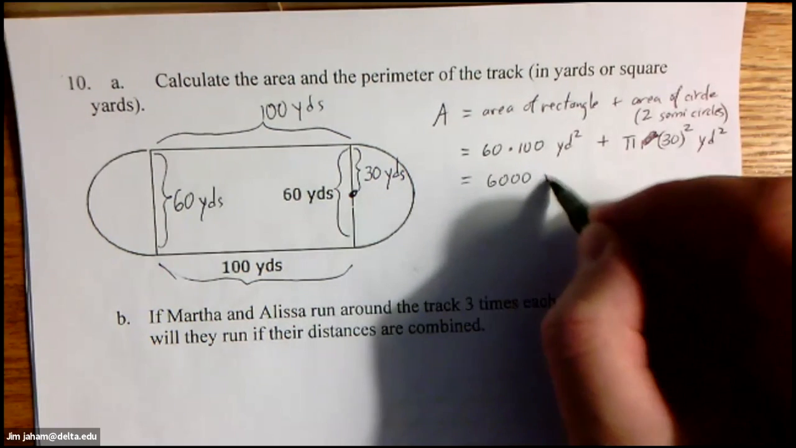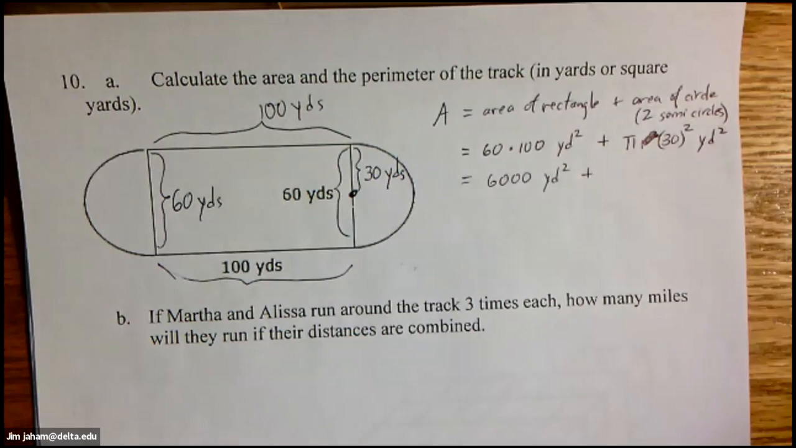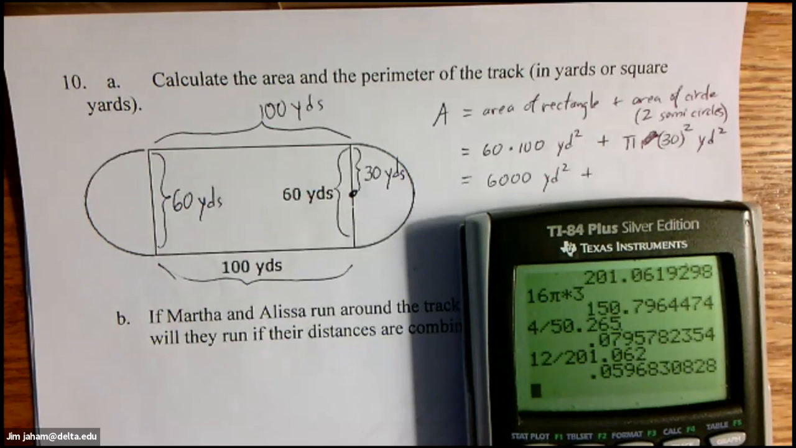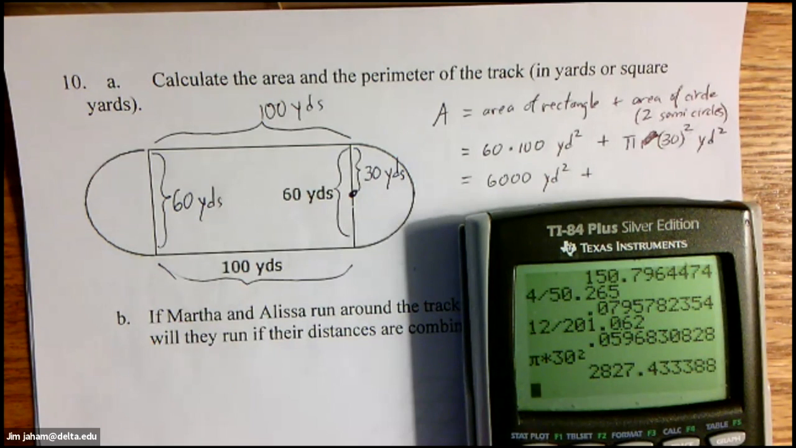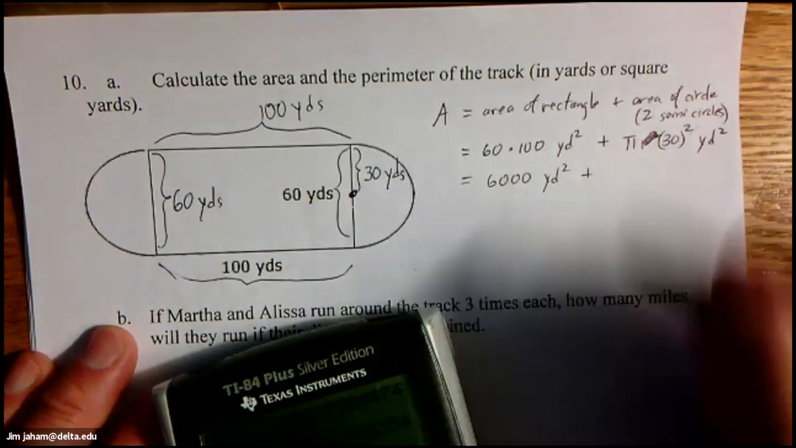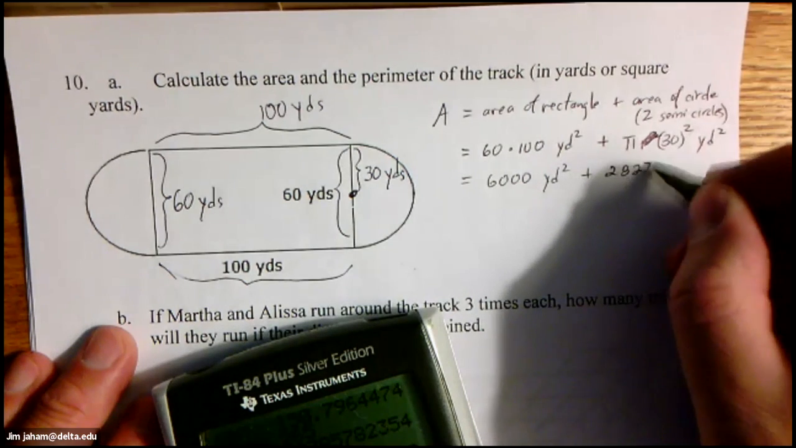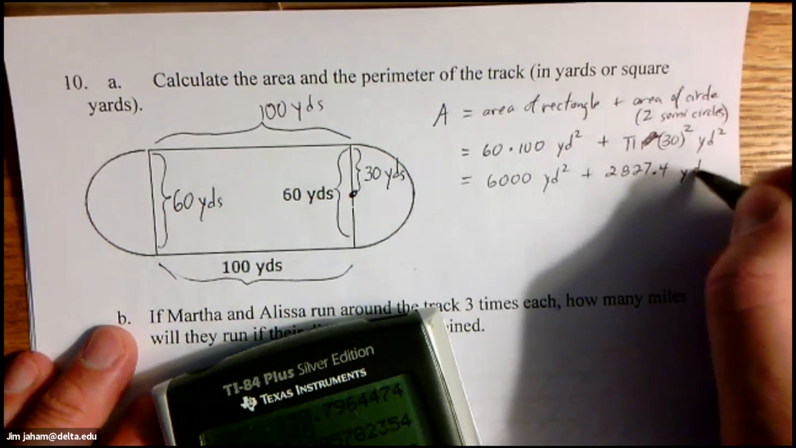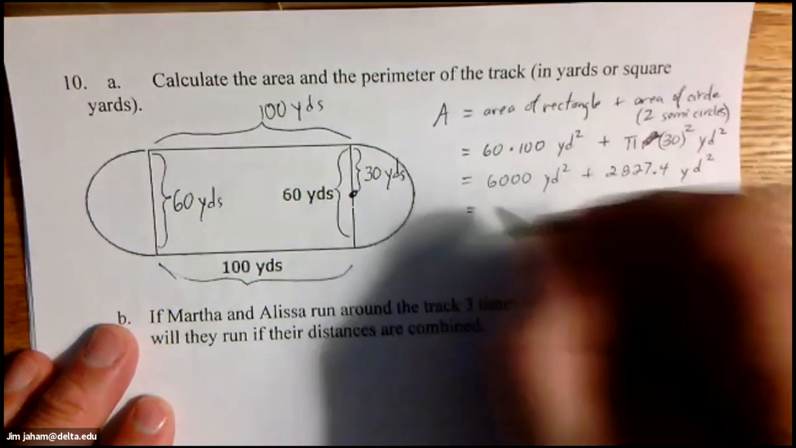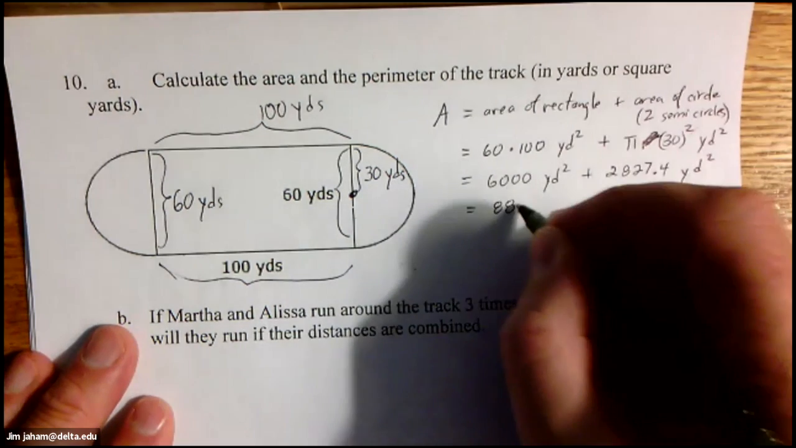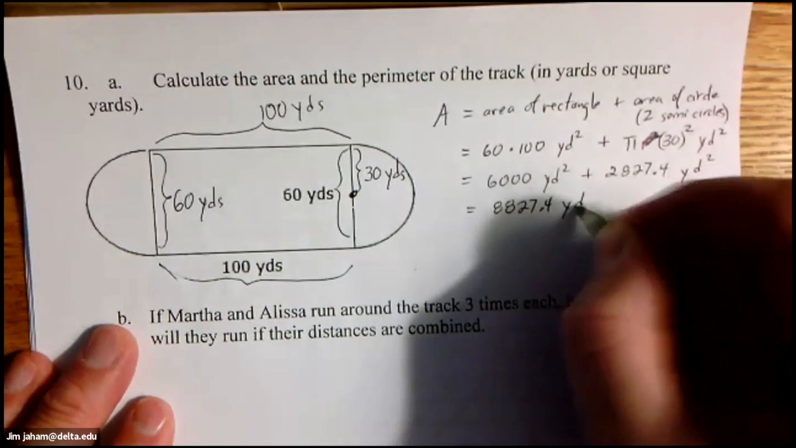So 6,000 square yards plus 30 squared times pi, that many, 2,827. And I'll just round it off to the nearest tenth. So together, add those two together and you get 8827.4 square yards.